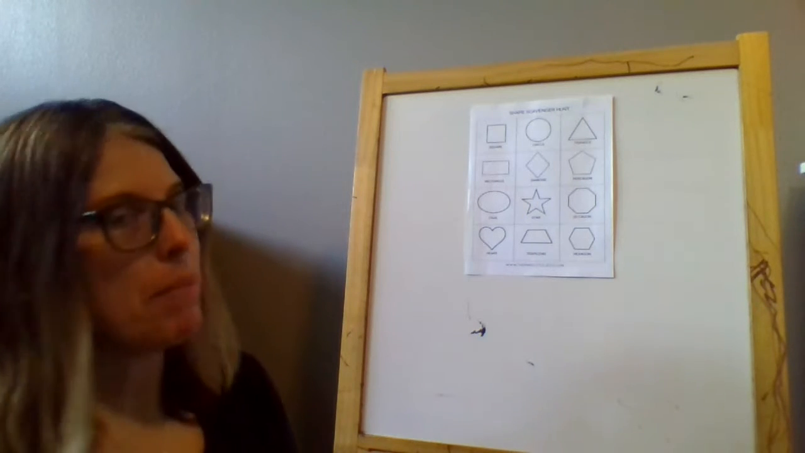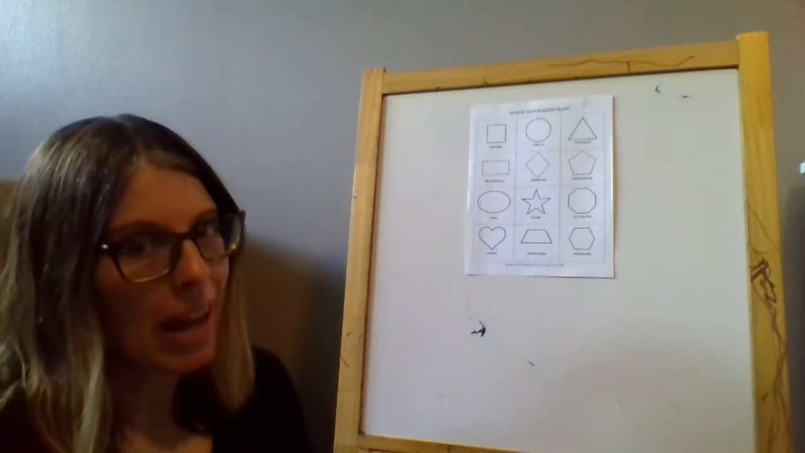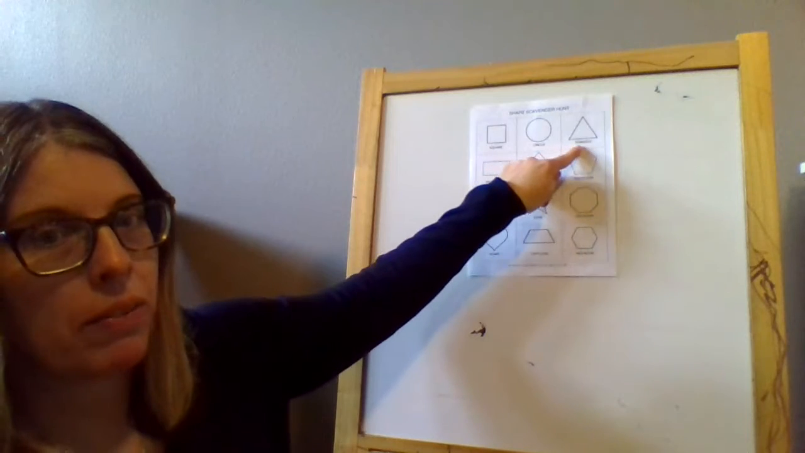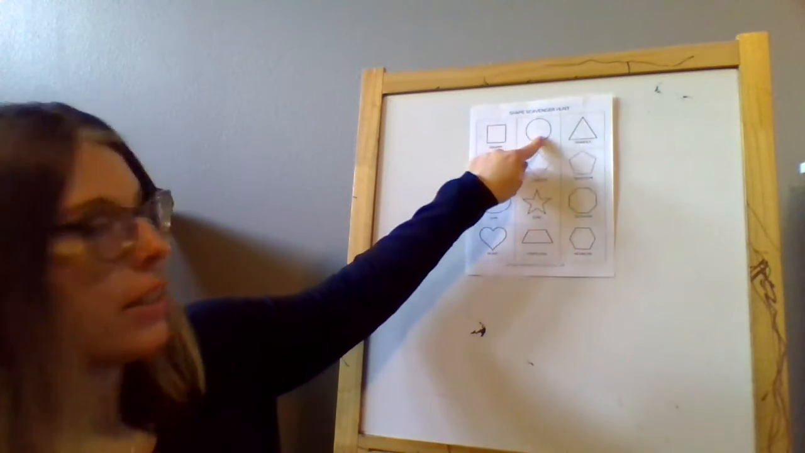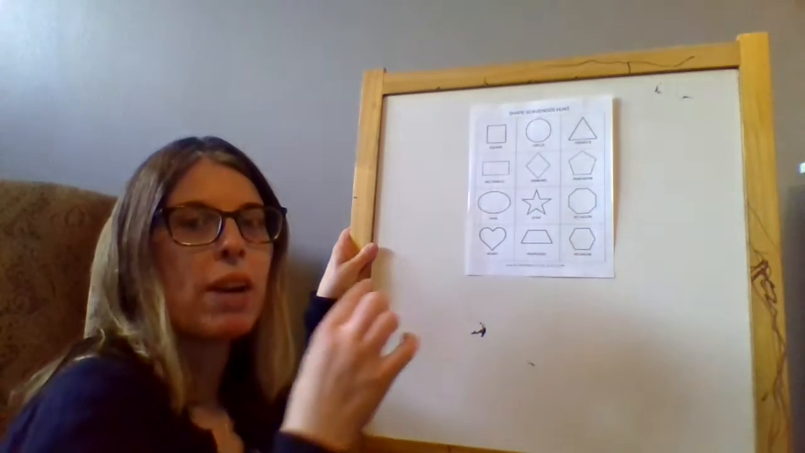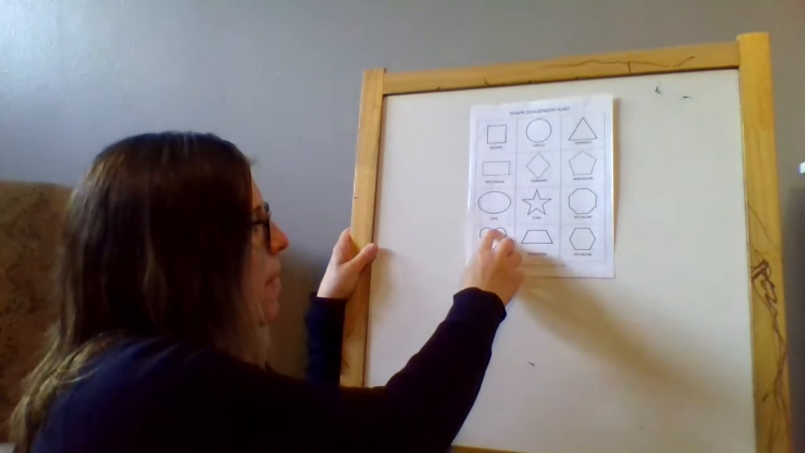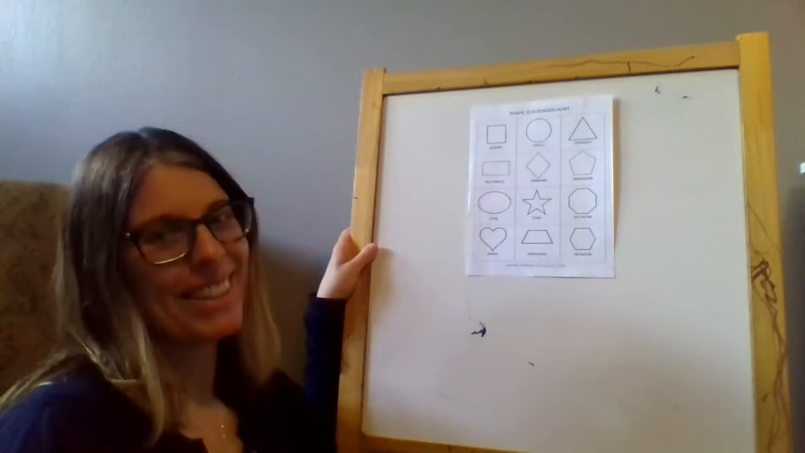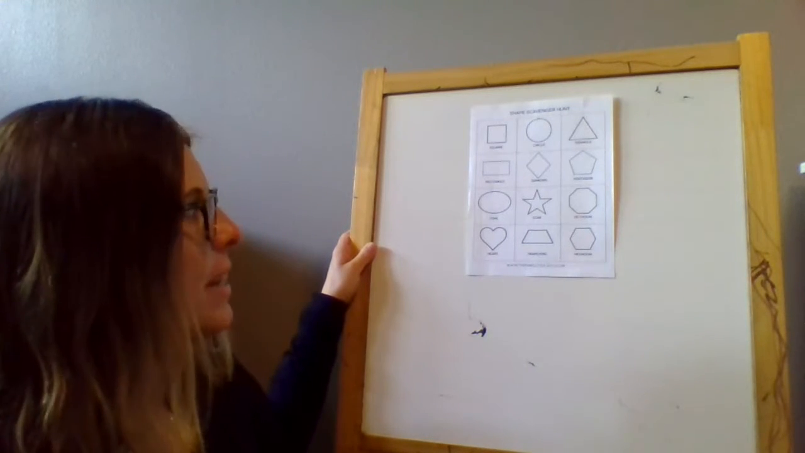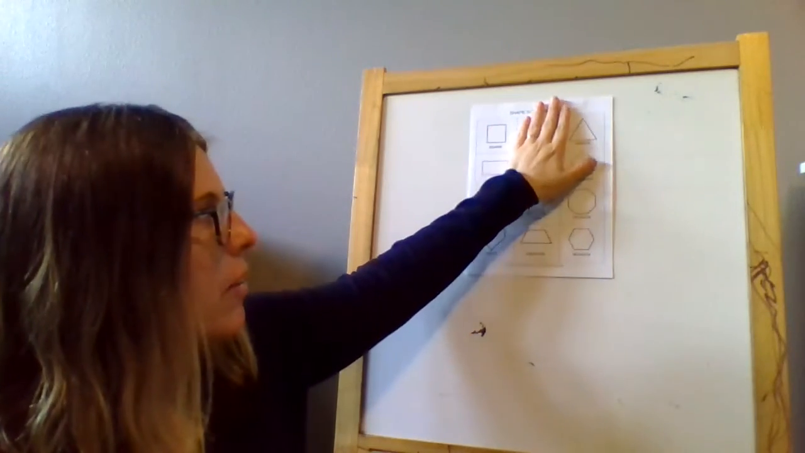Now, there's some shapes that have curvy lines, so we don't call them polygons, but they're shapes nonetheless, and we can give them names. Like this totally round one we call a circle. This one that's over here, it's kind of like a stretched out circle. We call that an oval. And then there's this one, you know what that one is. That's a heart.